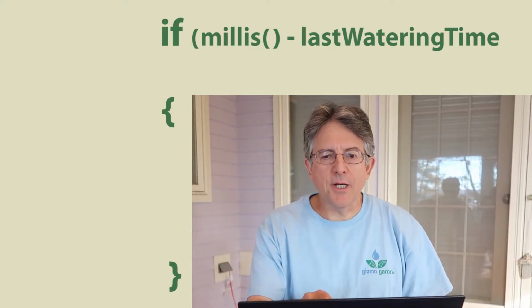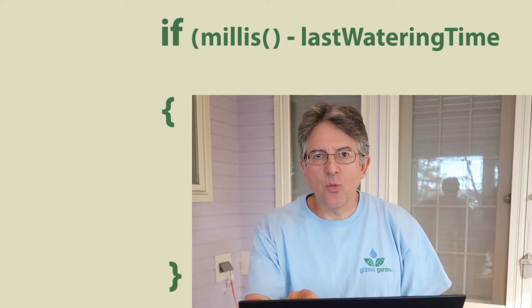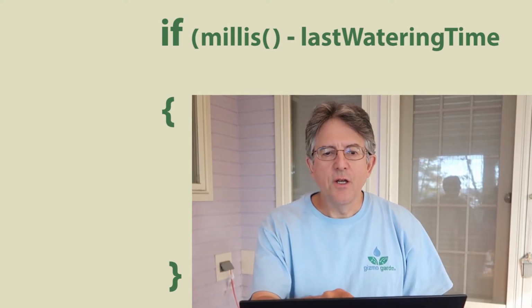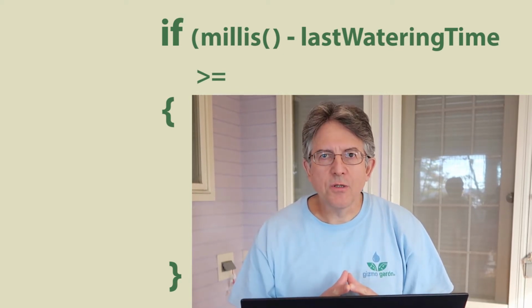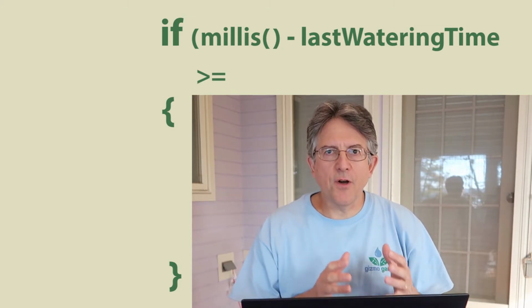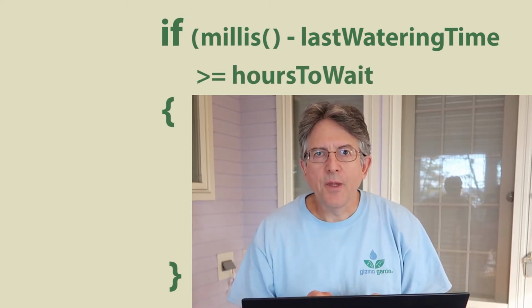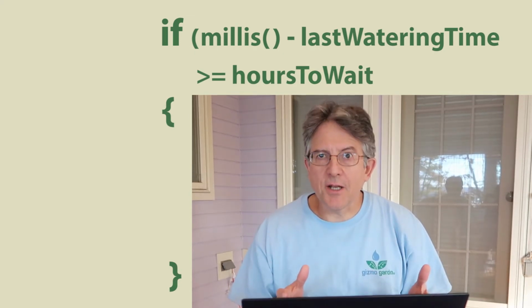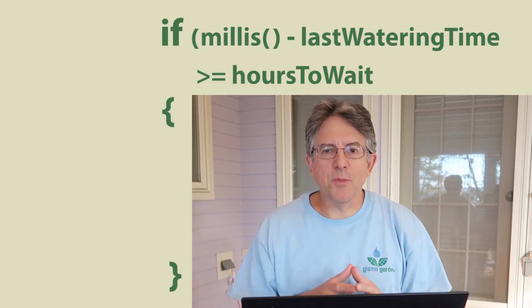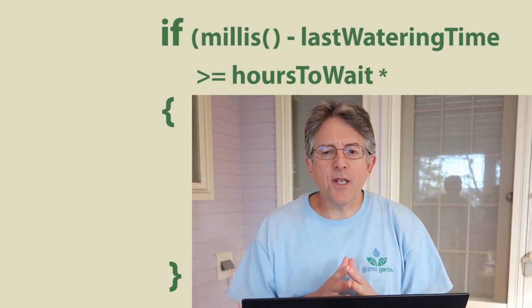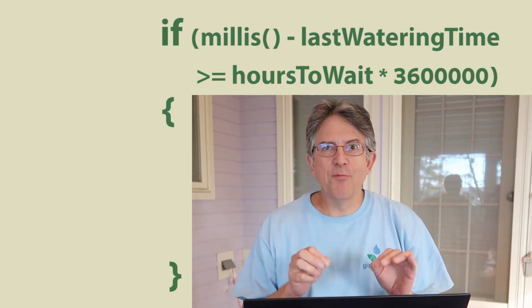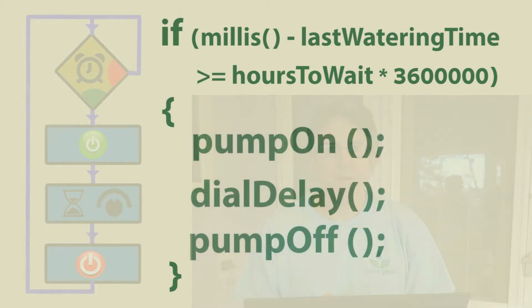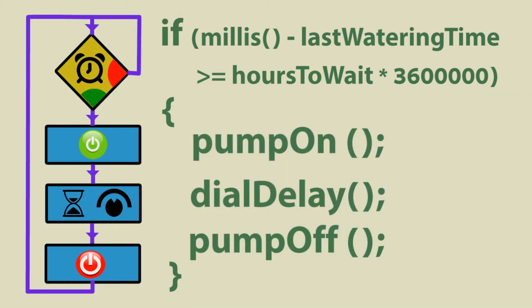You can see the minus sign between the millis and the last watering time, just like we used on the file card. You can see the greater than or equal to sign. And now we just need that 24 hours. We have a memory location defined in our program called hours to wait, and we have to convert that to milliseconds because that's what our stopwatch measures. So we're going to multiply the number of hours by 3,600,000 because that's the number of milliseconds in an hour. So here's the completed code that implements our flowchart for the daily watering section of our RoboPots software.